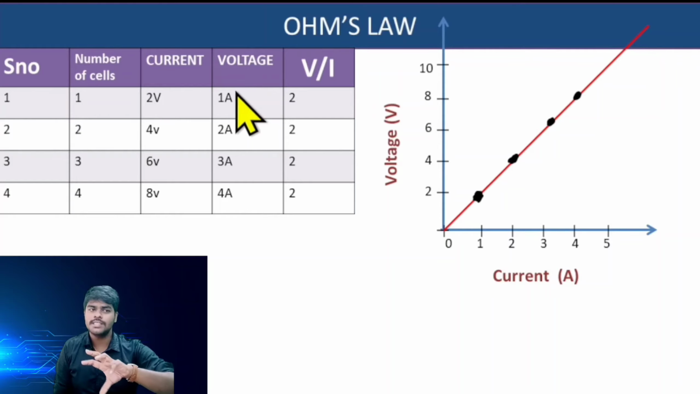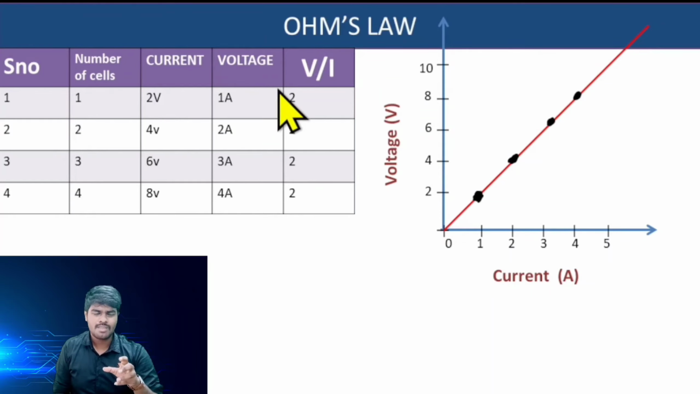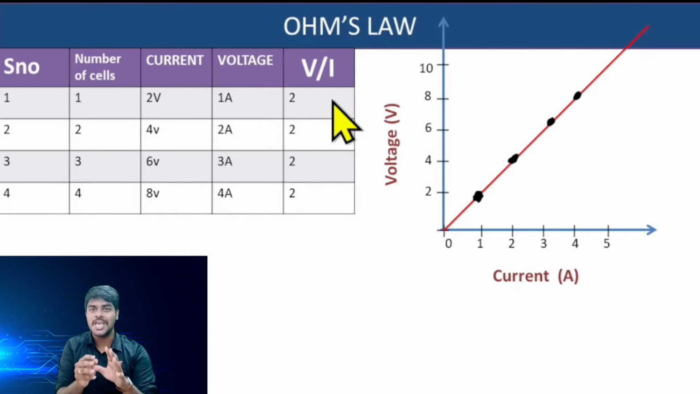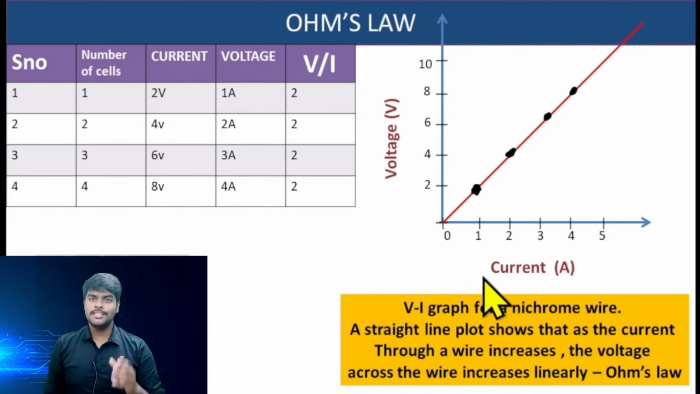There is a change in voltage and current, so why am I getting the same ratio? Okay, there is a main question we have. Just think, why are we getting the same V by I ratio? Just think about that. Voltage-current graph for a nichrome wire. VI graph means voltage-current graph for a nichrome wire.